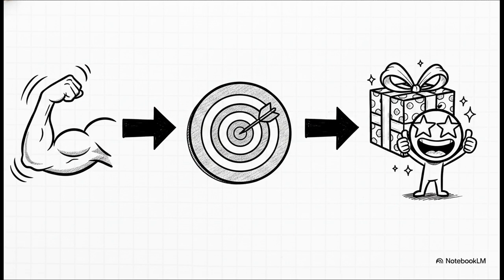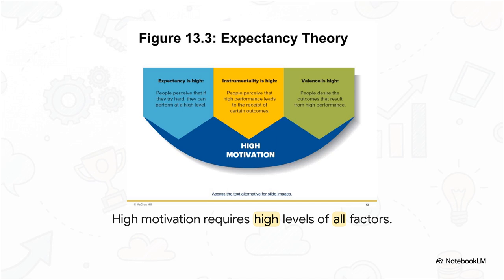And finally, valence. Valence is simply how desirable that final outcome is to the person. If the reward is a pair of movie tickets, but the employee absolutely hates going to the theater, well, the valence is zero. So the absolutely crucial takeaway here for your exam is this: high motivation only happens when all three factors, expectancy, instrumentality, and valence, are simultaneously high.